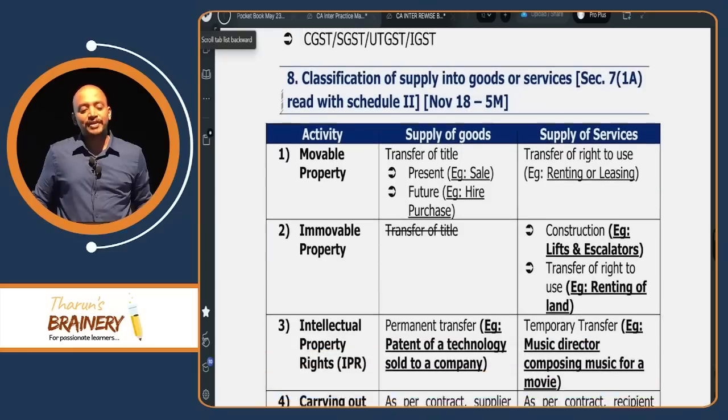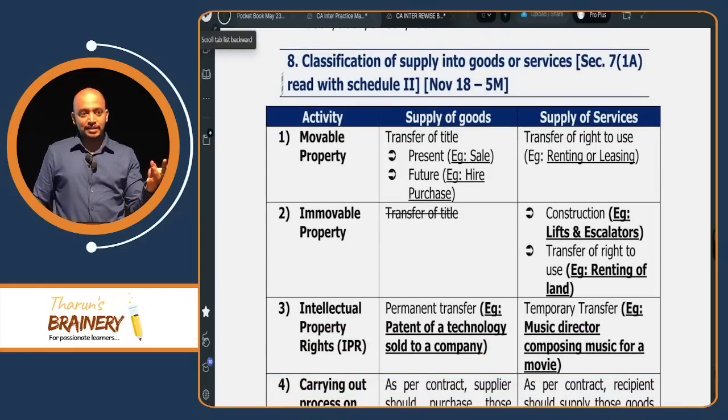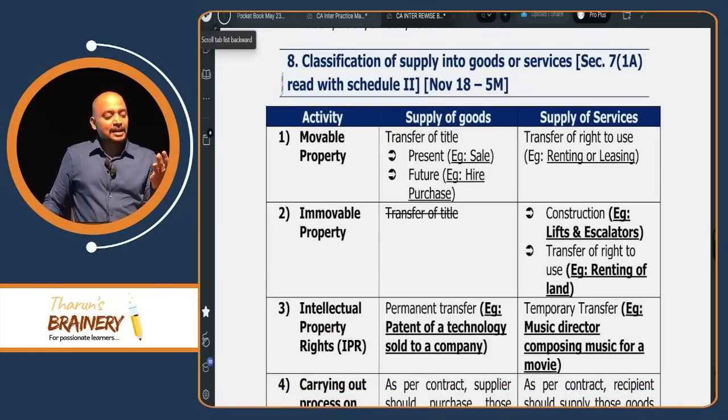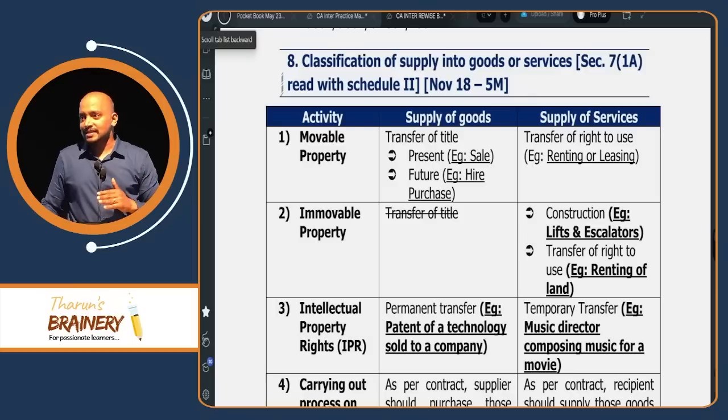So, tell me what is the meaning of aggregate turnover? Come on. Taxable supplies, exempted supplies, non-taxable supplies, zero rated supplies. Computed on what basis? All India basis. It excludes inward supply covered under RCM and it excludes taxes, CGST, SGST, etc.